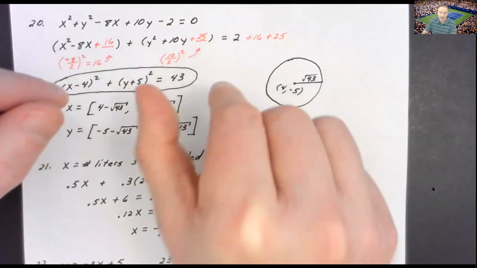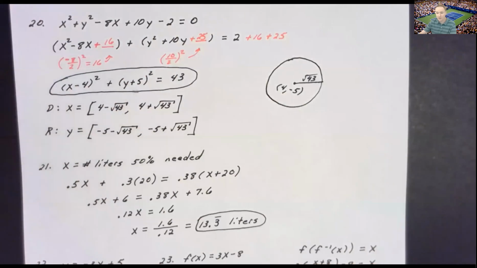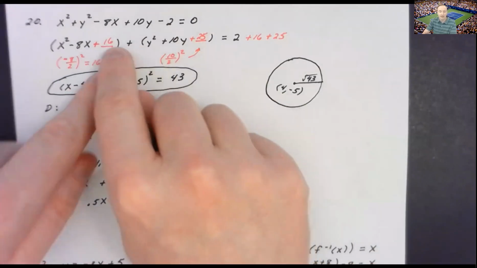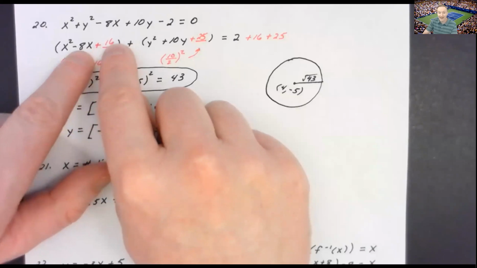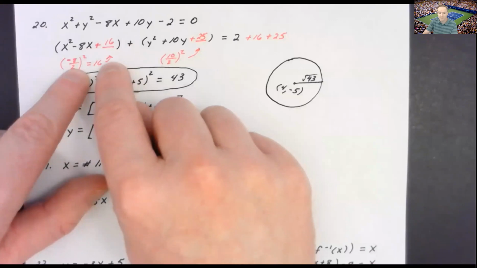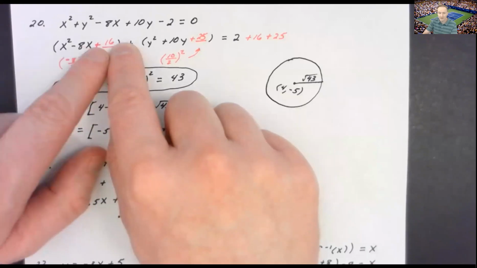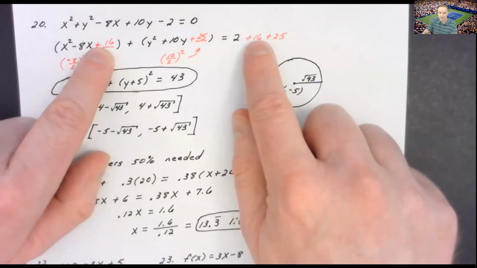Now, since my equation of the circle is x minus h quantity squared plus y minus k squared is equal to r squared, I need to get those binomial factors in there. I need to create a perfect square trinomial. So the constant I need has to be half of the coefficient of x. Negative 8 divided by 2 is negative 4. Negative 4 squared is positive 16. I need to put a plus 16 here. If I add 16 to the left, I add 16 to the right.